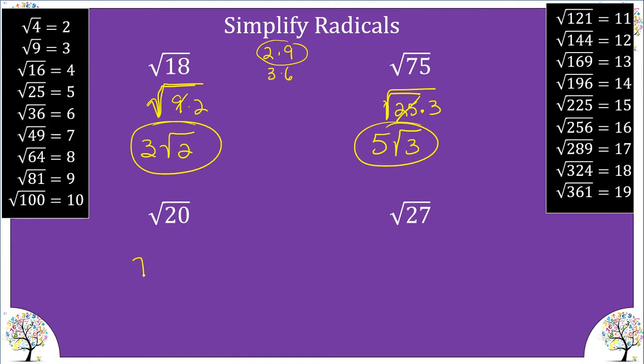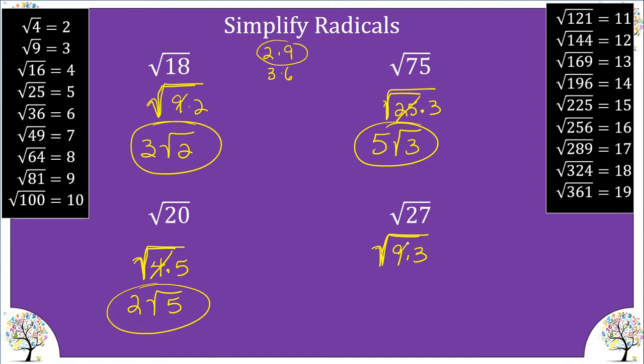20. We have 2 times 10, but that doesn't help because they're not perfect, so we have 4 times 5. The square root of 4 is 2, radical 5. 27. We can break down 27 into 9 times 3. The square root of 9 is 3, radical 3.